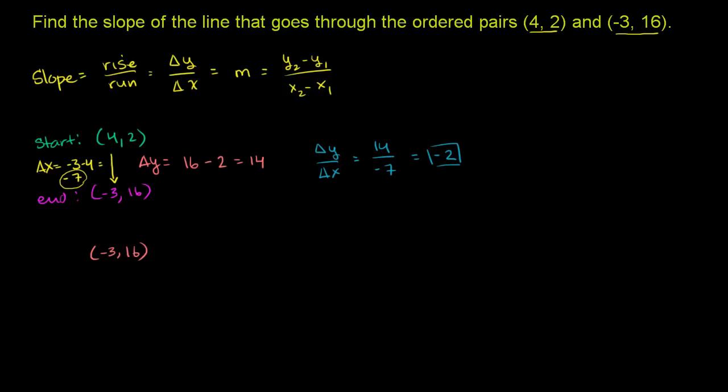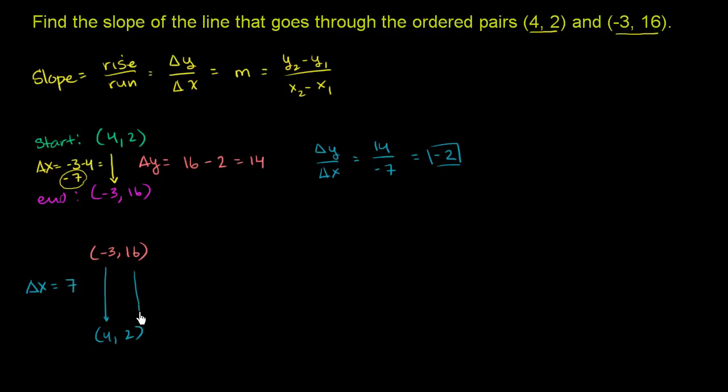And let's say that our endpoint is 4, 2. So in this situation, what is our change in x? Our change in x, if I start at -3 and I go to 4, that means I went up 7. Or if you want to just calculate that, you would do 4 minus -3. But needless to say, we just went up 7.